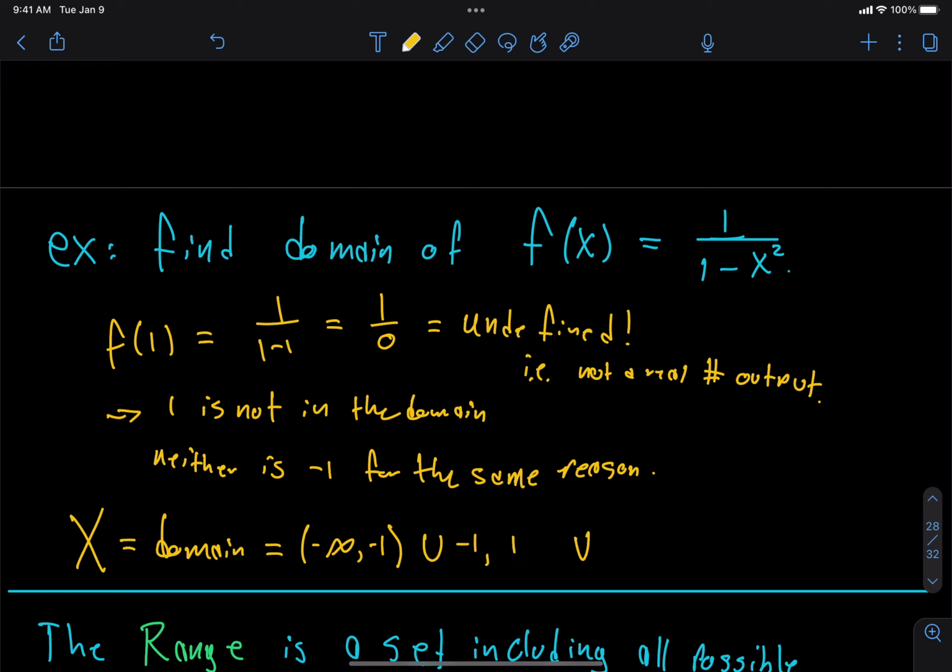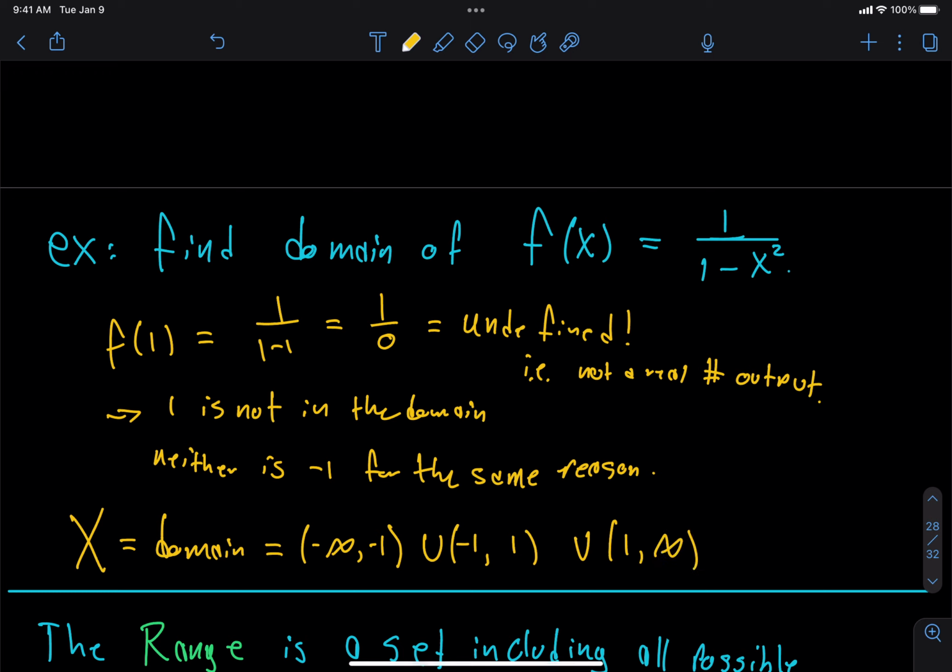Negative 1 to 1, right? I can also do all of the numbers between negative 1 and 1. It's fine for me to plug in 0, right? I can do 1 over 1 minus 0. That's fine. 1 over 1, right? Or any other number in between negative 1 and 1. And the last one is, of course, going to go from 1 to infinity.